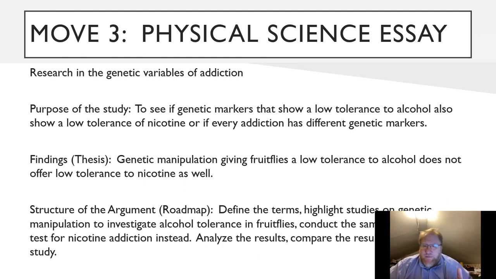All right. So I make the structure of my argument. I define all of my terms. I highlight studies on the genetic investigation to investigate alcohol tolerance in fruit flies. So I go back to that study and I explain that study and what they did. I conduct the same kind of manipulation, but I test for nicotine addiction instead. I analyze the results, and I compare those results to the alcohol study. All right? Again, I found my niche, and then I fill it.